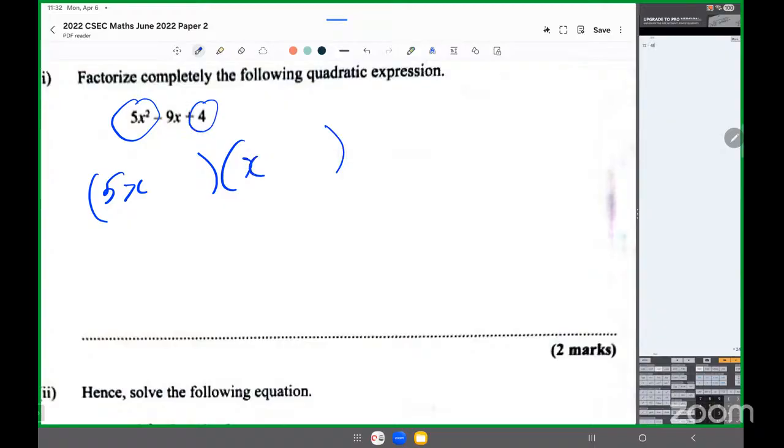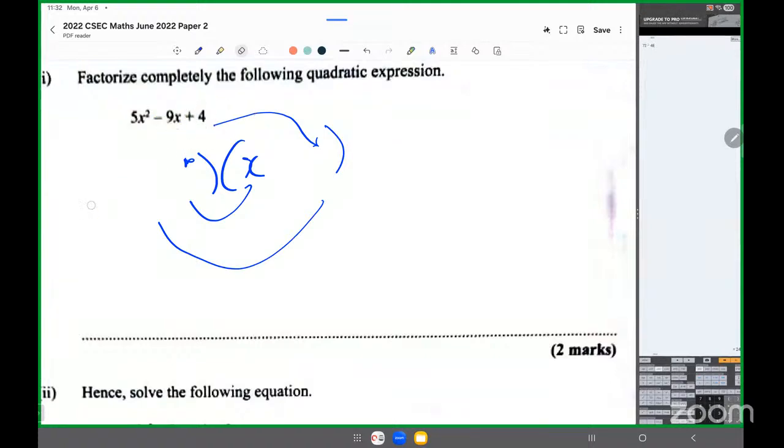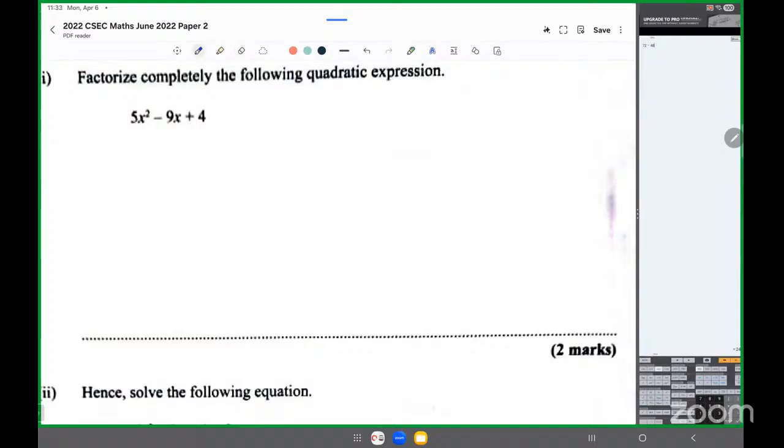Then the factors of 4 now go here and here, such that the far product and the near product give this middle term. So you can actually figure it out quickly now. But let's go through the process. Let's go through the process. All right. With experience, you'll be able to figure them out quickly.